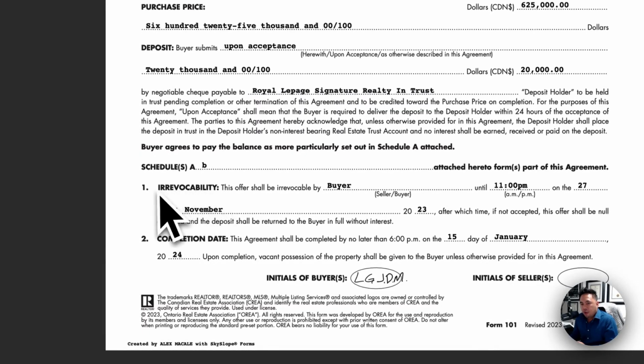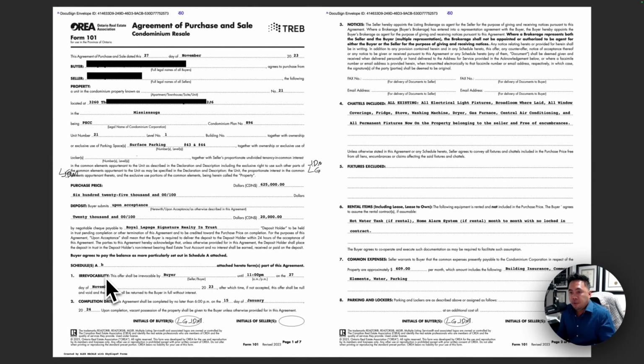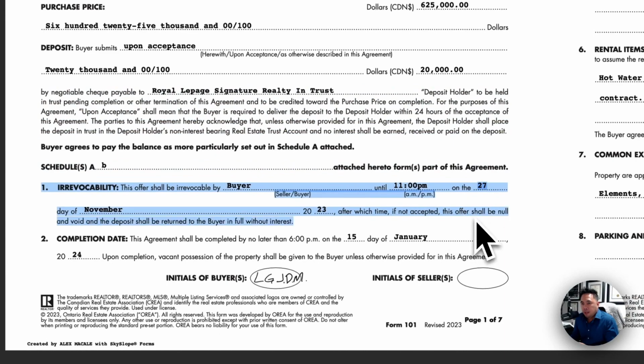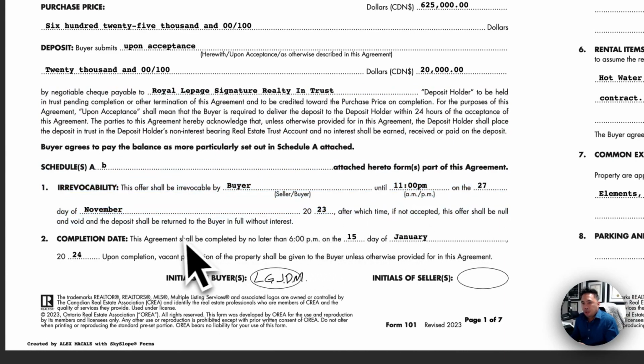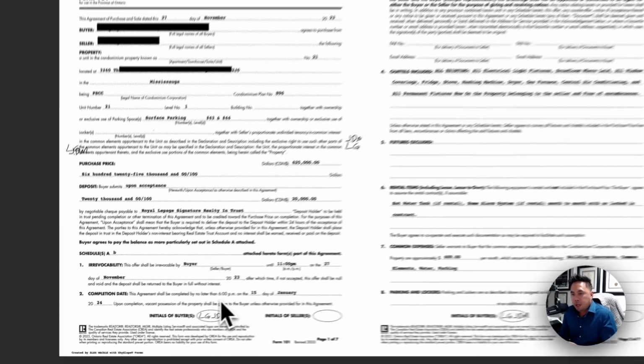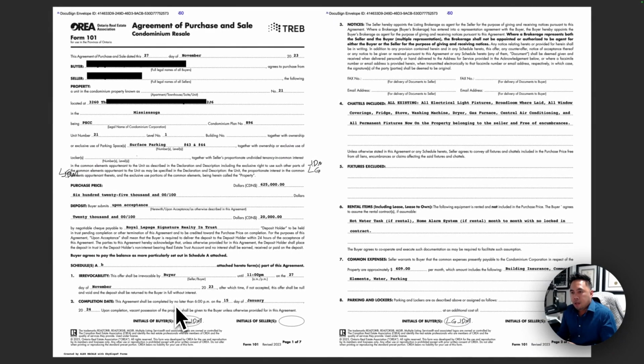So irrevocability. What this means is, how long is your offer going to be valid? Irrevocability is until 11 p.m. So what this means is that if the seller does not agree or does not respond to this offer by this time, 11 p.m., by this date, then this offer will be dead. Okay, completion is obviously going to be your closing date. If the seller accepts your offer, this would be your closing date.